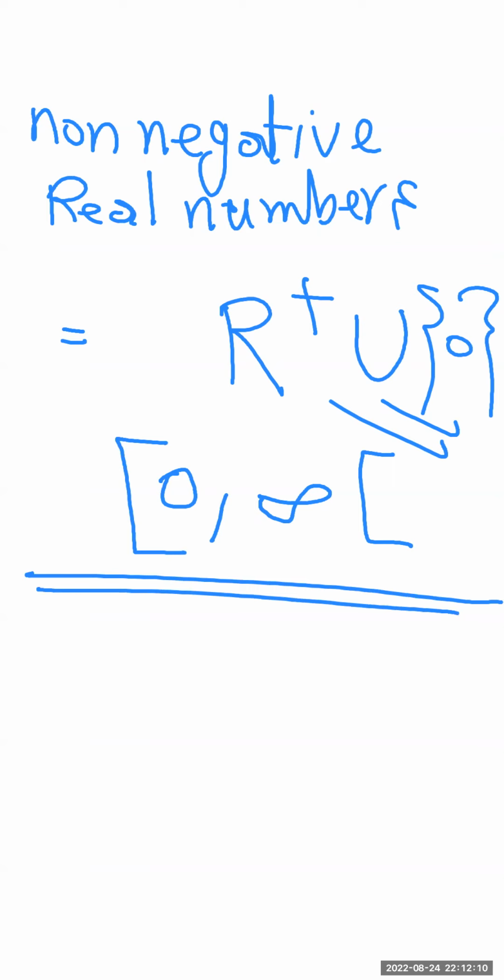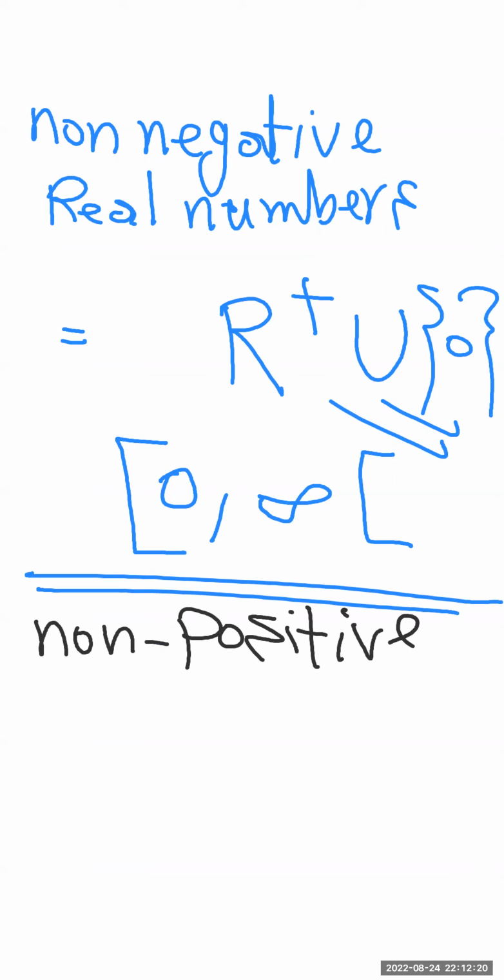Then what about the non-positive? Non-positive means what? Negative. Exactly. Only negative? No, negative and 0. And 0 also, because 0 is non-positive. We said that 0 is non-positive and non-negative. It's just a reference between negative numbers and positive numbers. Right?